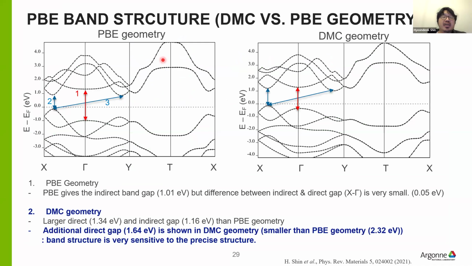So now I have discussed how much these optical properties change with the different geometries. This figure shows the two band structures obtained from the same PBE exchange-correlation functionals, but with the different geometries from the PBE and the DMC. In the PBE geometries, we see that PBE gives the indirect gap, but the difference between the direct gap and the indirect gap is very small.